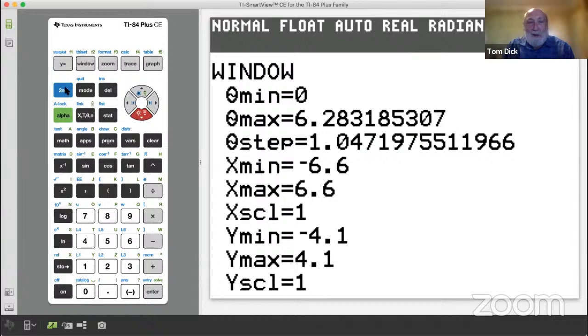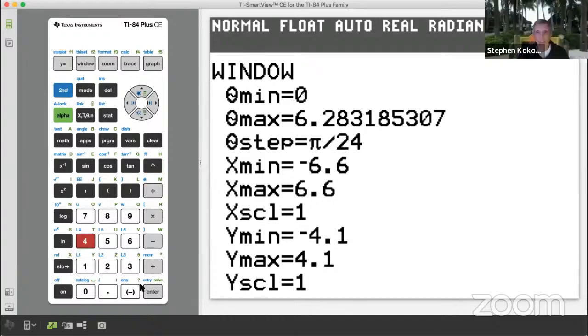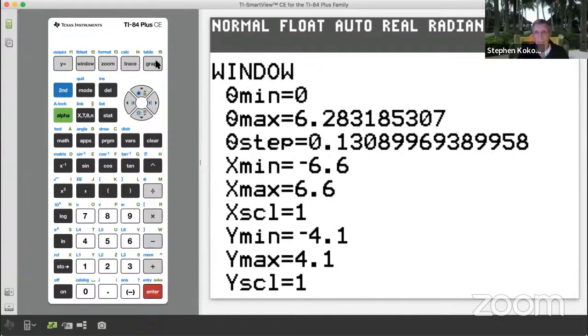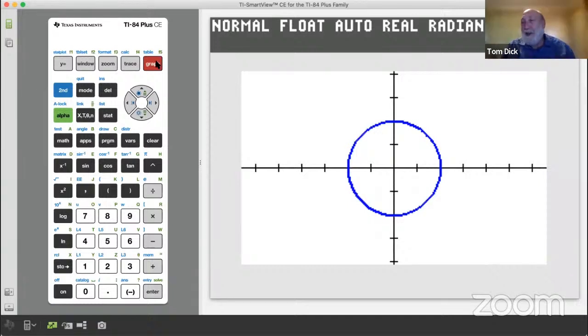When we do plot a circle like we had before, let me go ahead and put it back to pi over 24. If I really think about it, this thing looks like a circle, but what I've really plotted is a polygon with lots and lots of sides. So many sides, it looks like a circle. So we're getting at some limits perhaps.